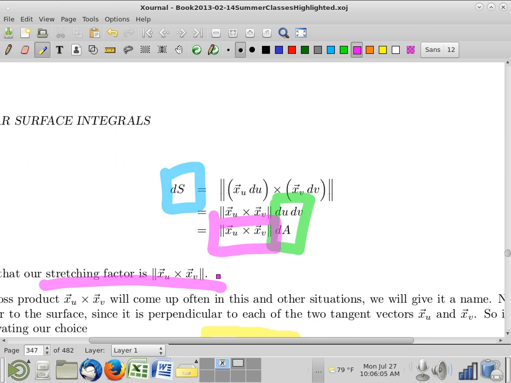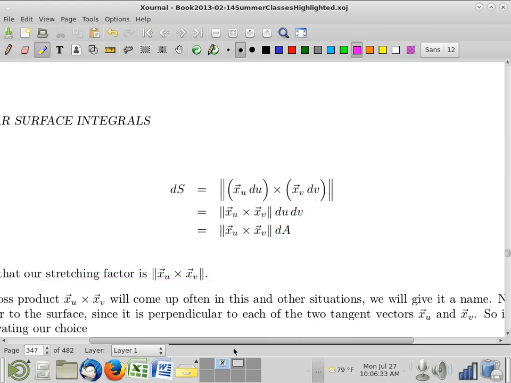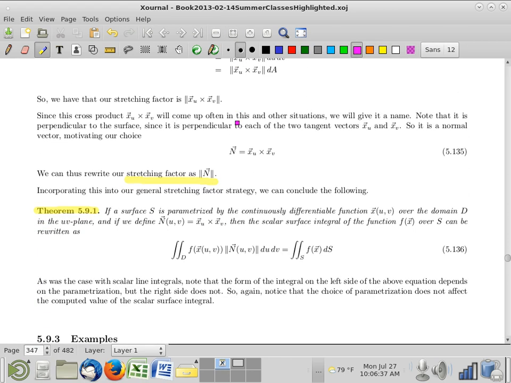Okay, is that pretty good? A couple of details to this. I mean, it works out a little bit differently than it did for line integrals. It was the magnitude of the velocity vector. Here, it's the magnitude of, a little bit more difficult formula, but it's just something that comes out of looking at the derivatives of the parameterization. All right. And that gives us our formula.